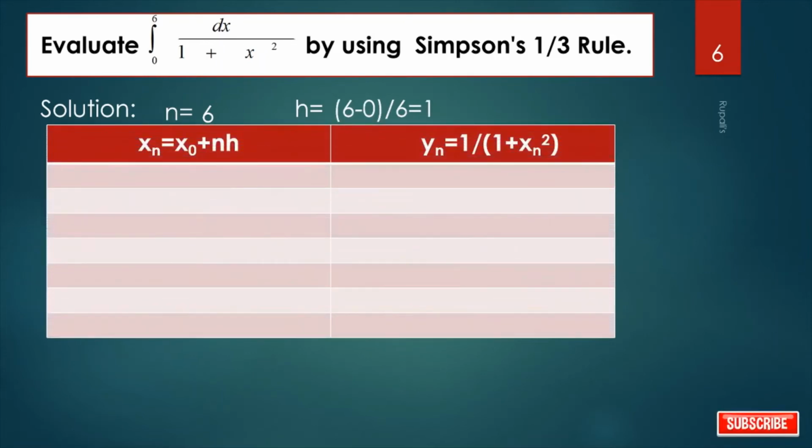Now the table. There are two columns, one for the x value, another for the y value. So xn equals x0 plus n into h and yn equals 1 by 1 plus xn square. Now start. First, what is the value of x0? It is the lower limit, that is 0. Next, what is the value of x1? x1 equals x0, that is 0, plus n, which means 1, and h, which means 1. So next x1 value is 1.